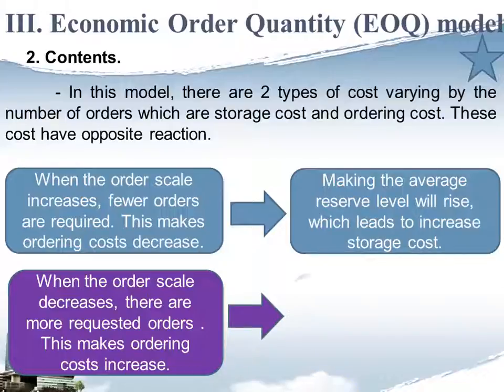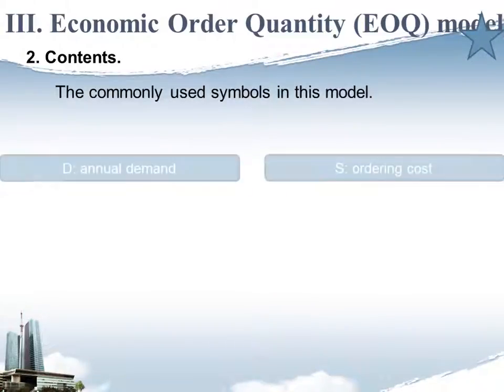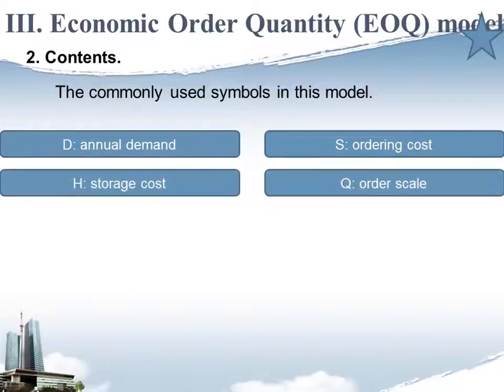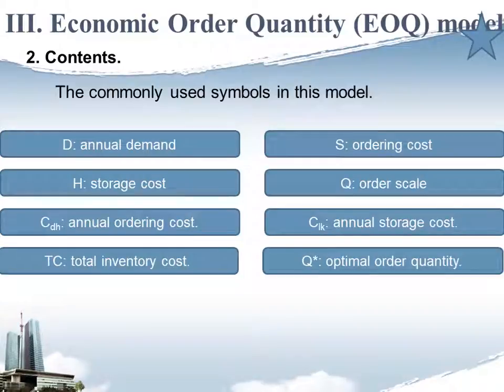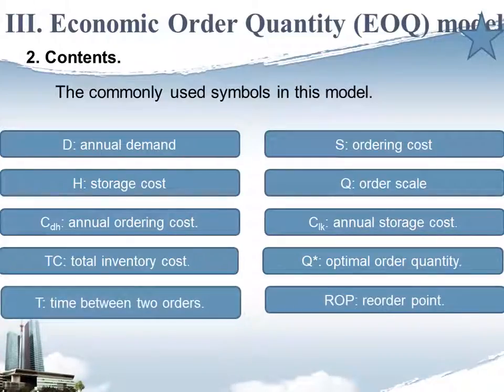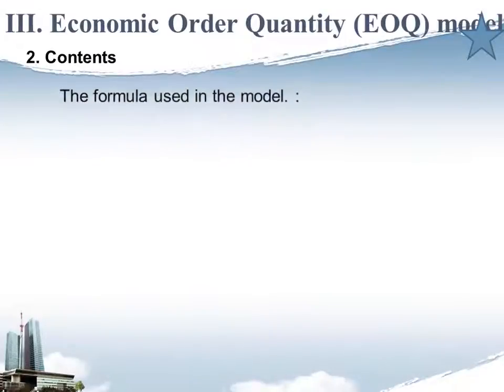The commonly used symbols in this model: D, annual demand; CTS, annual ordering cost; S, ordering cost; Q, order scale; CLK, annual storage cost; TC, total inventory cost; Q star, optimal order quantity; T, time between two orders; ROP, reorder point; small d, daily demand; L, lead time. Next, we'll go to the formulas used in this model.